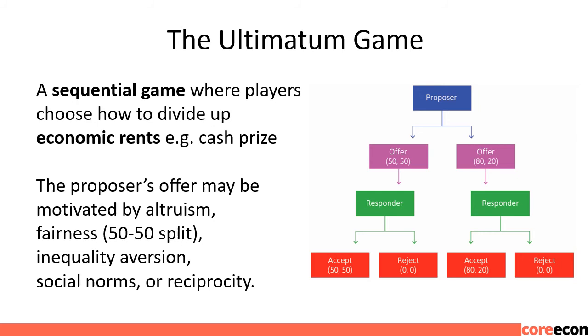For example, if the proposer offers $20 and the responder accepts, the proposer gets $80 and the responder gets $20. If the responder rejects the offer, they both get nothing. What ends up happening depends on the social norms and the individual's preferences for reciprocity. If individuals care only about self-interest, then any offer greater than 0 will be acceptable to the responder, in which case the proposer will probably offer 1 cent.